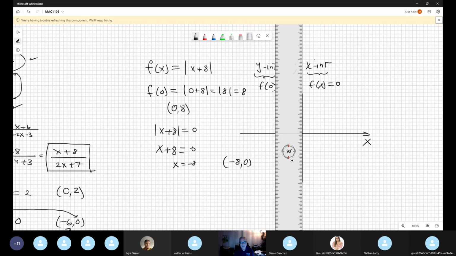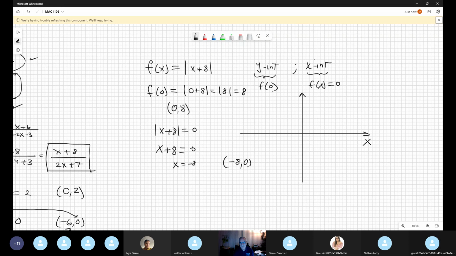X-axis, y-axis. I plot that point. That point is 0,8. 1, 2, 3, 4, 5, 6, 7, 8 here. Bam, 0,8. And minus 8,0 here. 1, 2, 3, 4, 5, 6, 7. Minus 8 here. Minus 8,0.